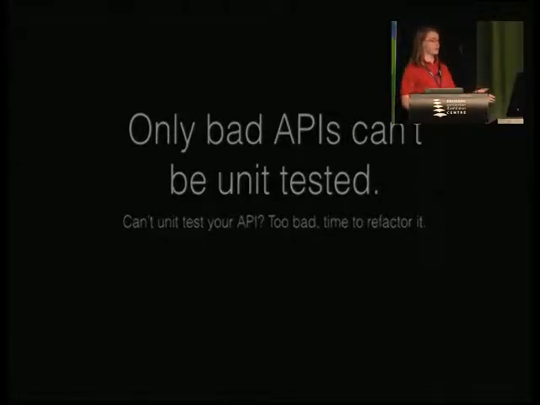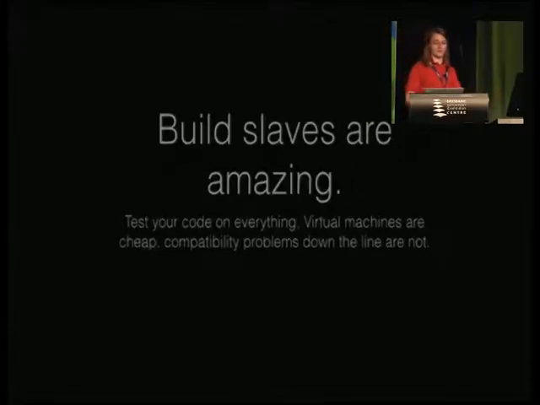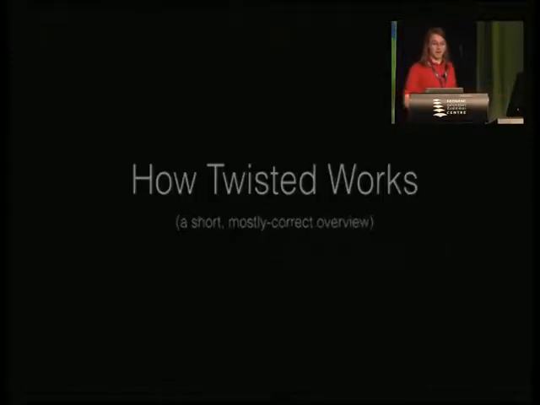So if you're looking at some code and you can't unit test it, we generally try and rework it so you can. We also have a fleet of build slaves, so we make sure it works on everything from Red Hat to Ubuntu to Windows to OS X, all sorts of things.